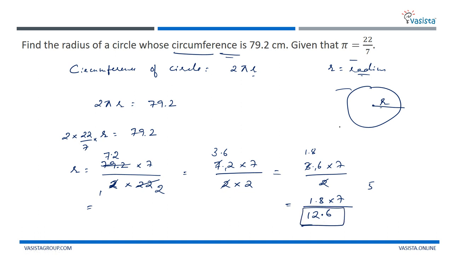The radius of a circle is 12.6 centimeters. This is the answer.